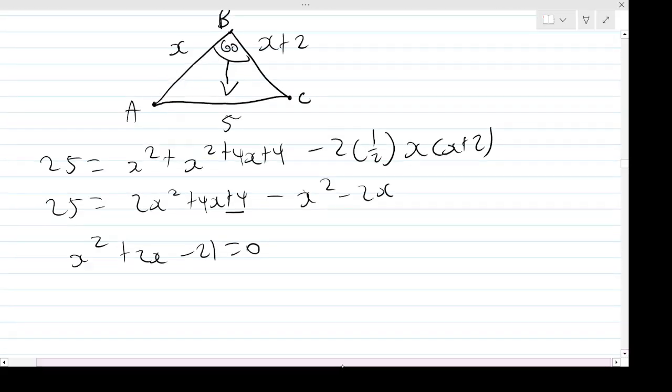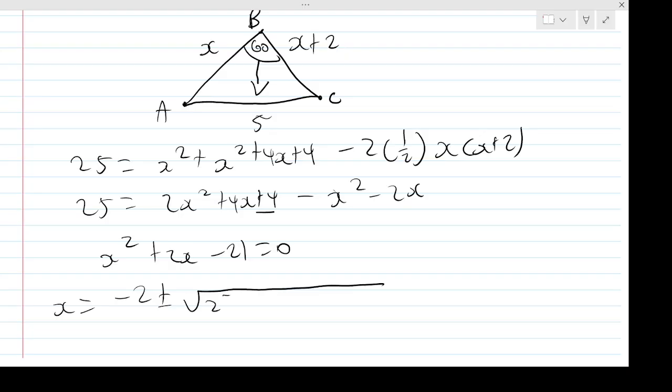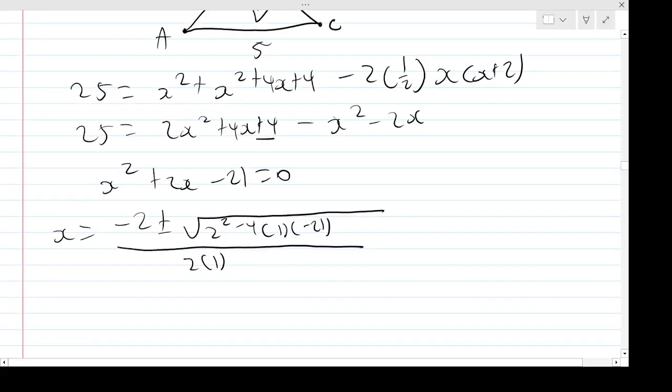So that's a quadratic equation, and we can solve that for x. So x is going to be minus b, so minus 2, plus or minus the square root of 2 squared minus 4 lots of 1, lots of minus 21, over 2 lots of 1. If I put that in the calculator, I get x is minus 1 plus or minus root 22.